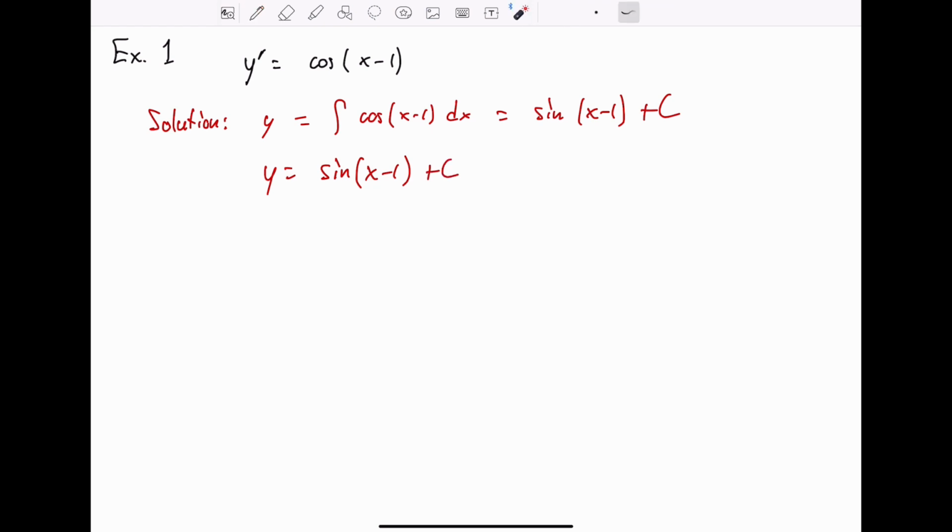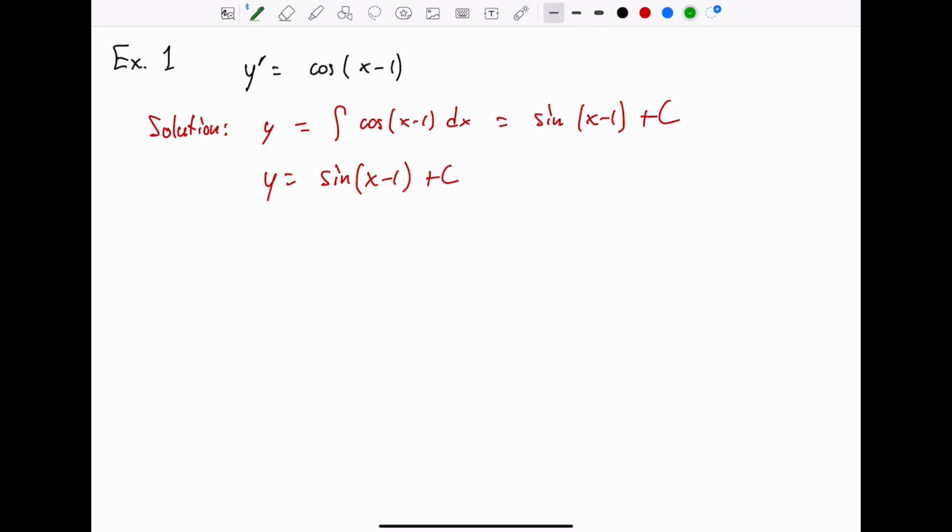This is about as simple as differential equations get. Now let's check that this is actually the correct solution. If we take the derivative here, y prime, well, this requires chain rule.